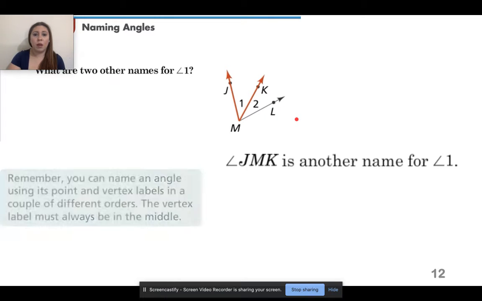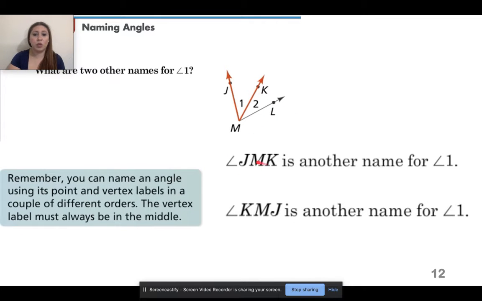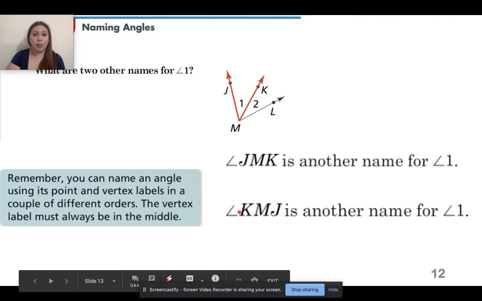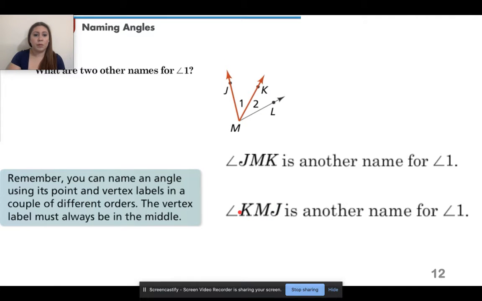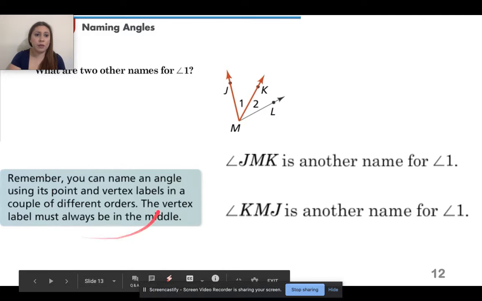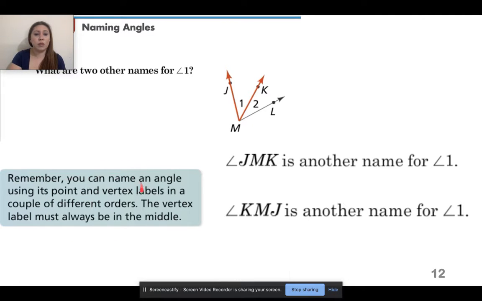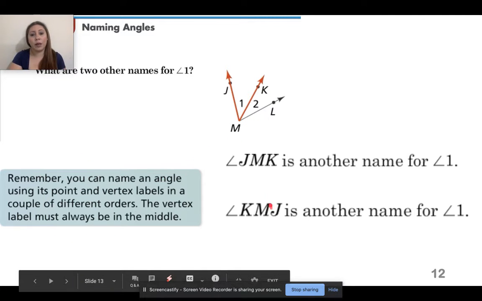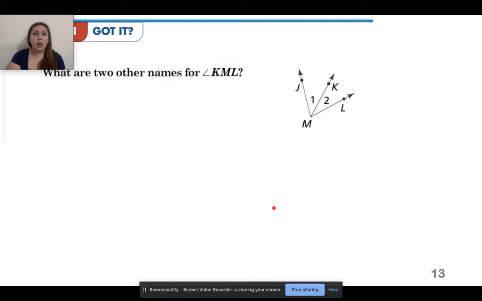The other one is just flipping the order of the J and the K. Now, do you have to write this down? No, but this does give you a reminder of why I can do this. All right, try this one on your own. I'm going to count to five so that you guys can try it on your own.